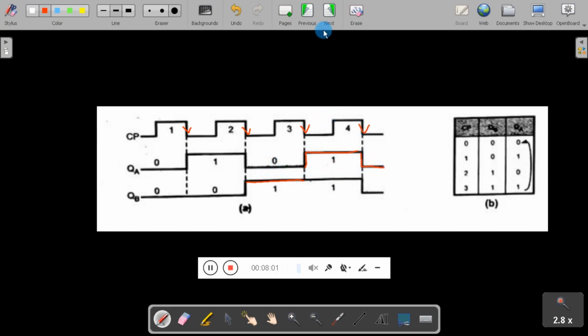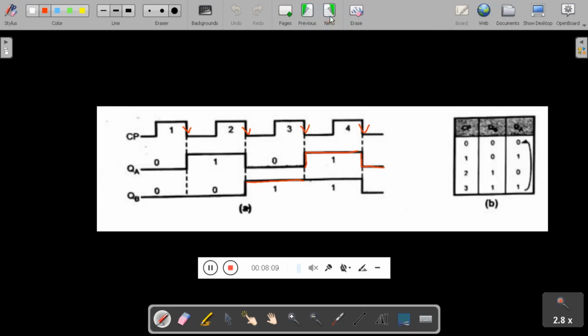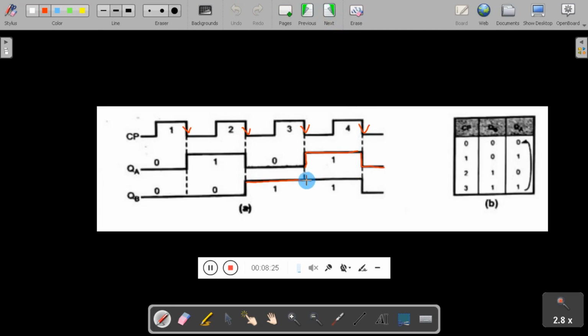Now here, during the third clock cycle, what is the input to the second flip-flop? The input to the second flip-flop is 0. 0 0 means it will remain in the last state. What was the last state? The last state was 1. So it will remain in that state only.